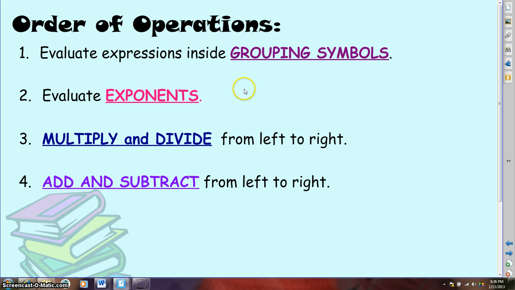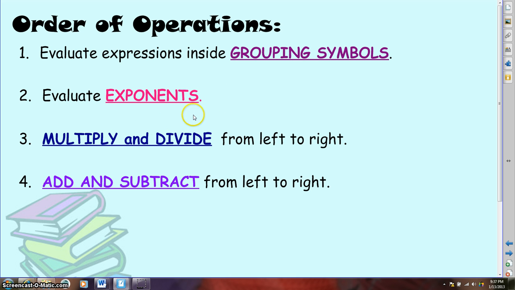So the order of operations, I always kind of call mine GEMDAS instead of PEMDAS because it's grouping symbols. Any form of grouping symbols. It can be parentheses, it can be brackets, it can be a long fraction bar, but our grouping symbols we do first. Once we have all of our grouping symbols done, then we move on to our exponents.